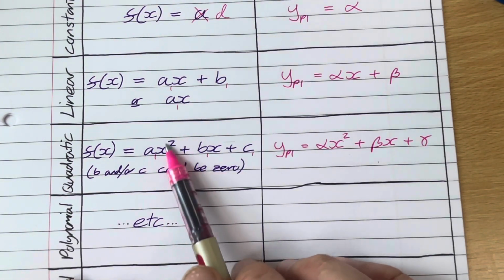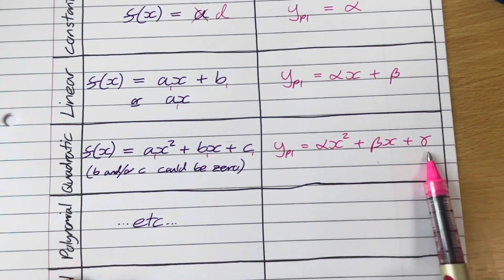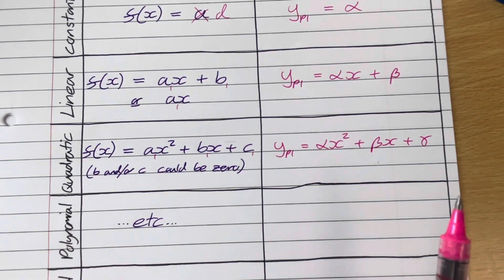Whatever the highest power of x is here, that is the polynomial I need to include over here. Okay. Three other types of functions then.